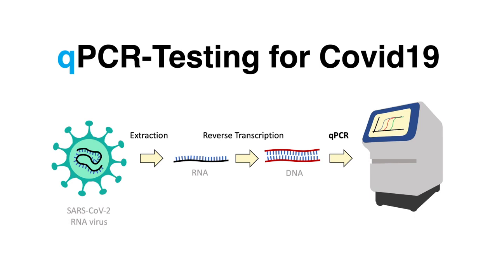For that, a swab is taken which may contain viral material. The RNA is extracted and reverse transcribed into DNA. The DNA can then be analyzed with qPCR in a light cycler.